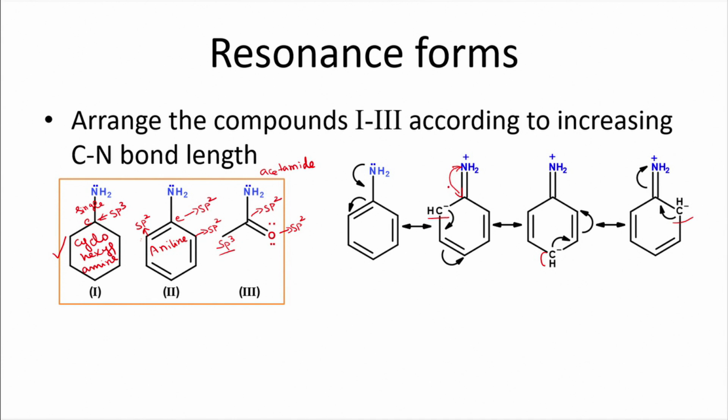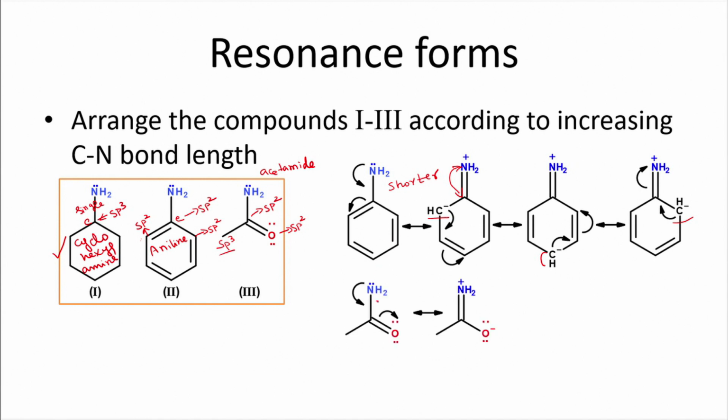So, this is the major thing. When there is resonance happening here, we are getting a carbon nitrogen double bond. So, that means to some extent the single bond and the double bond are both going to exist. In other words, what we can say is the bond length is going to be shorter because of this resonance in the case of aniline.